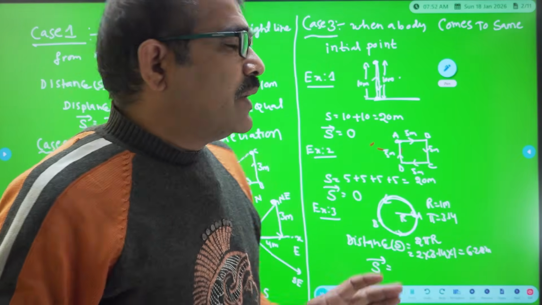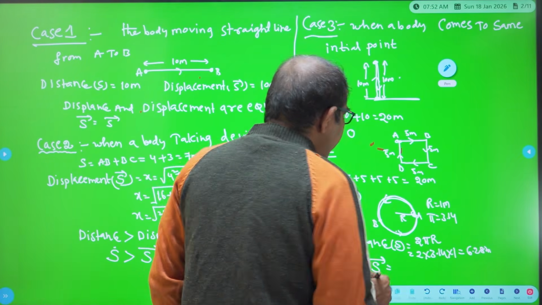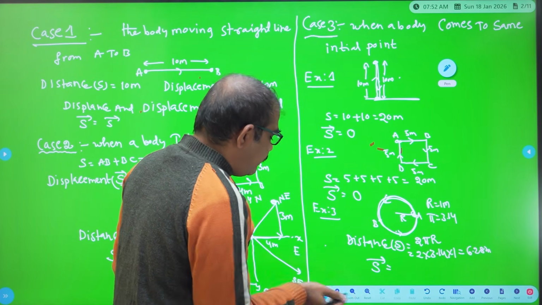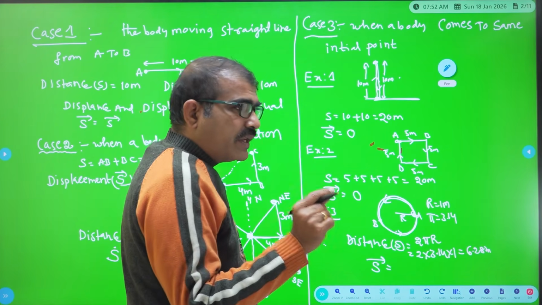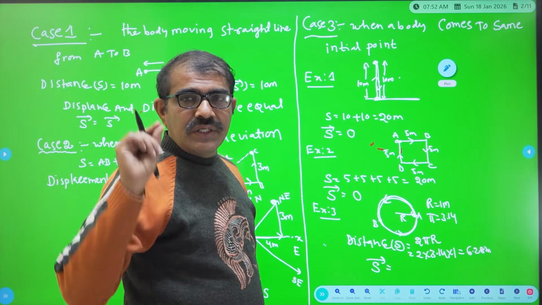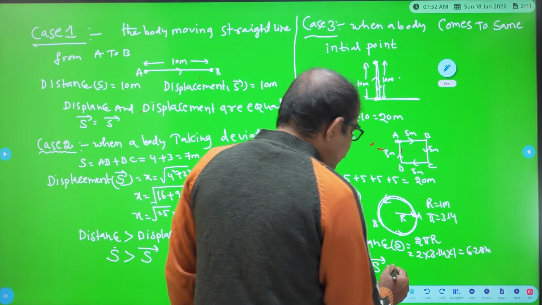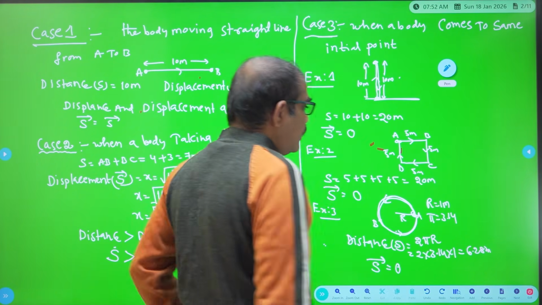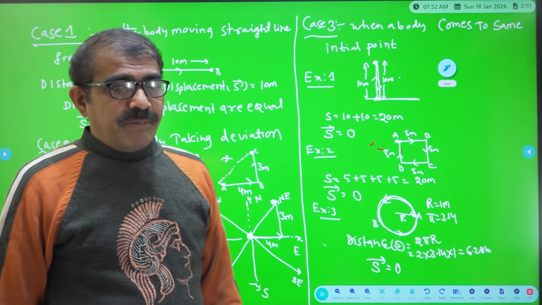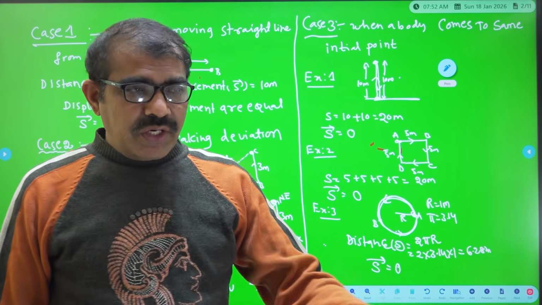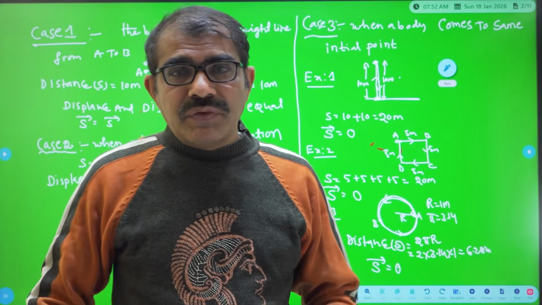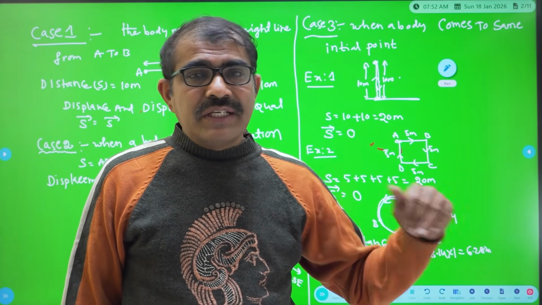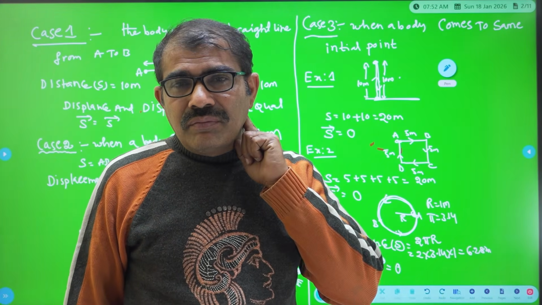Therefore displacement is 0. Initial point A and final point are all same. Then what happens? The distance between initial point and final point is 0. That's why S bar is equal to 0. From these three examples, what are you understanding? Which one is more, distance or displacement?